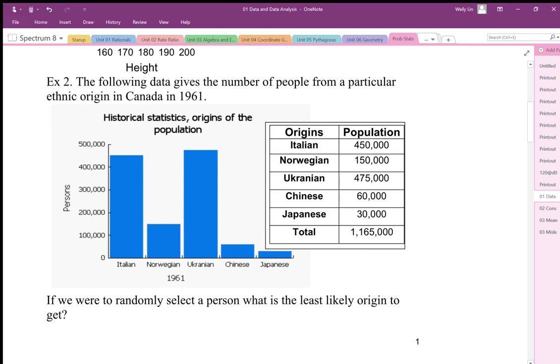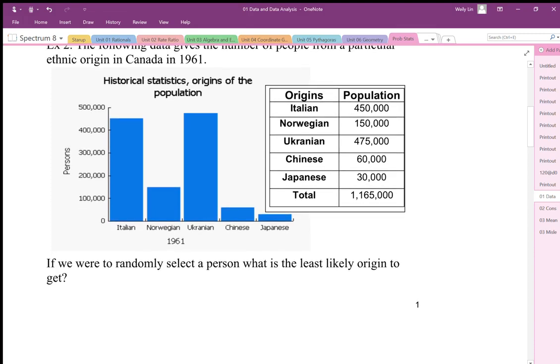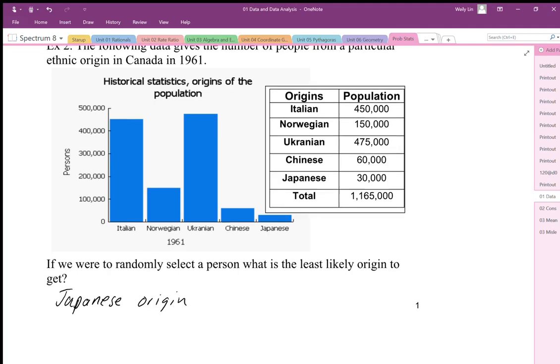Okay, so if we were to just randomly select a person from this population, what is the least likely origin that we should get? Well, the least likely is going to be due to the fewest number of people. So in this case, we're probably least likely to select a person of Japanese origin. Okay, this is what we mean about the data being able to inform us about probabilities as well.